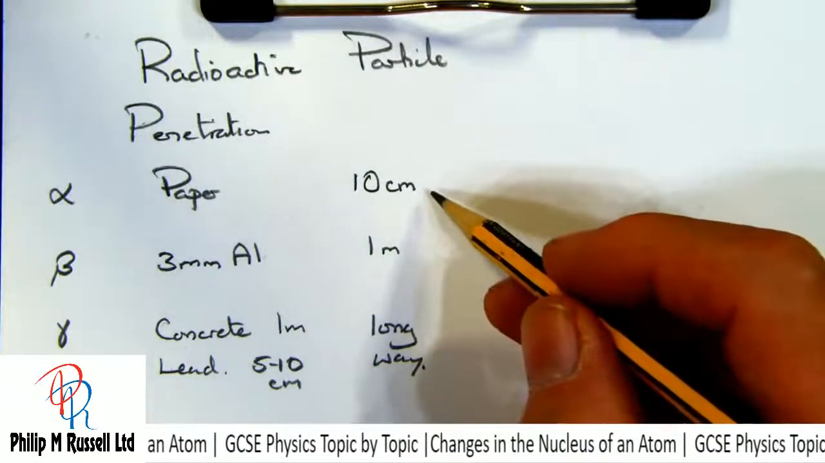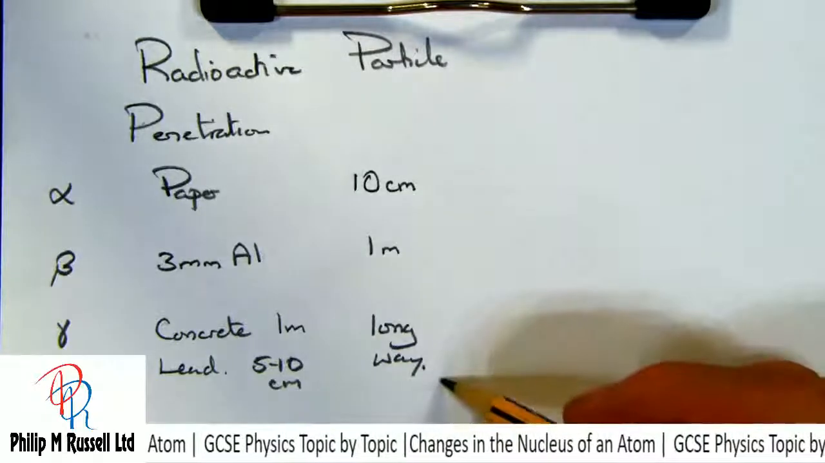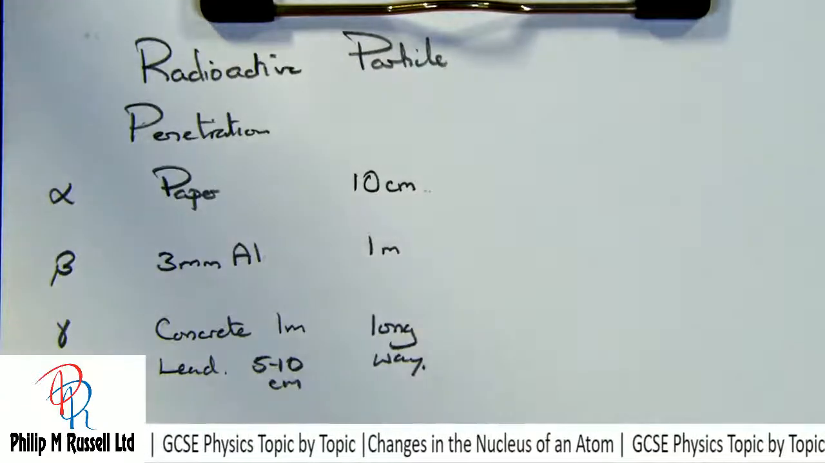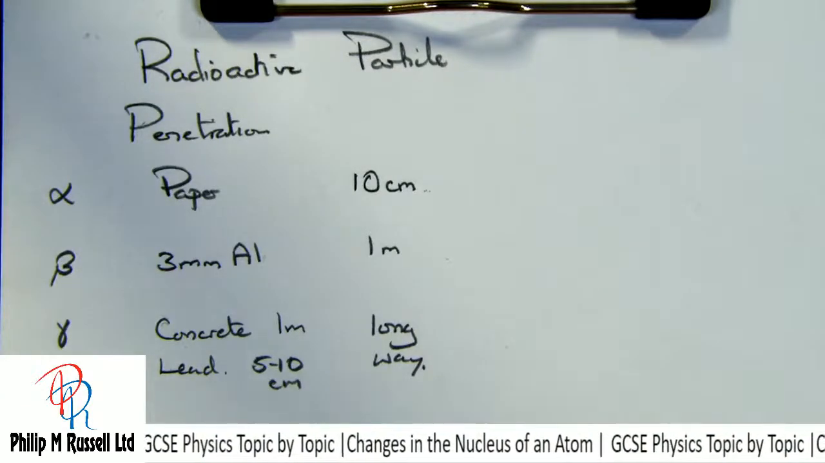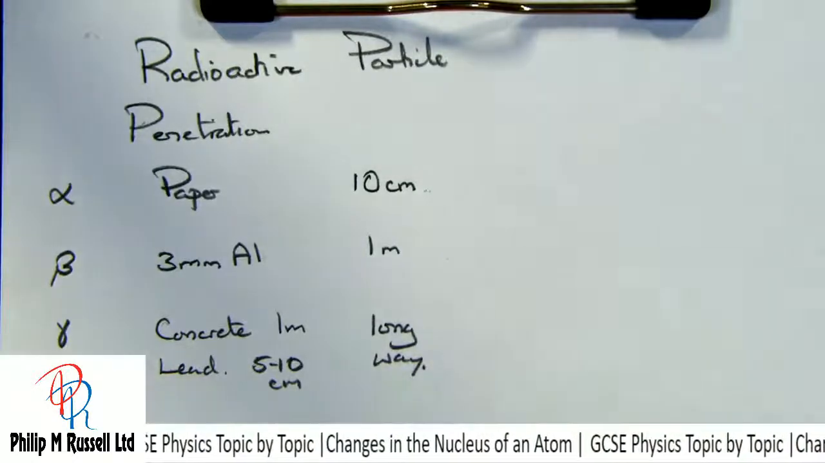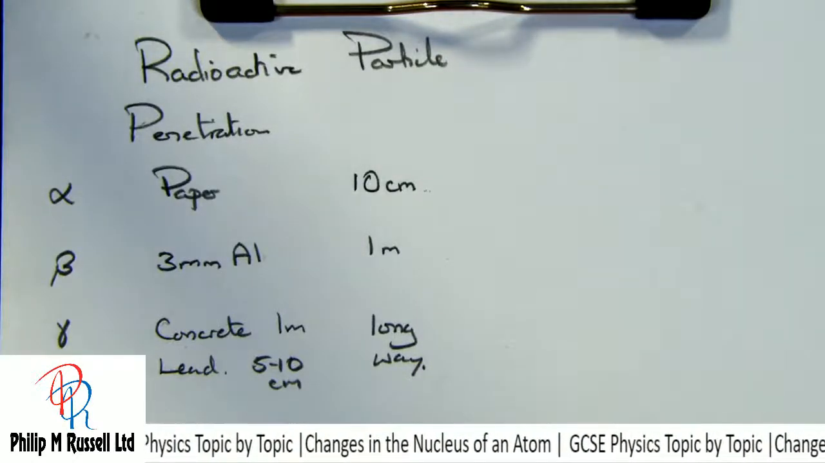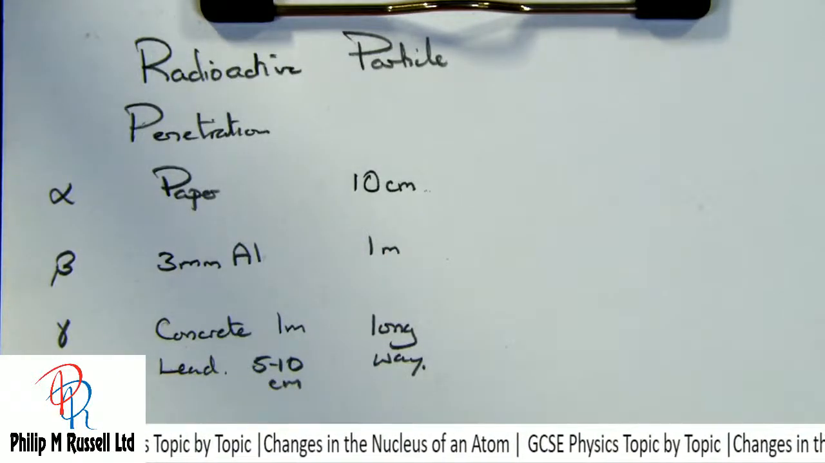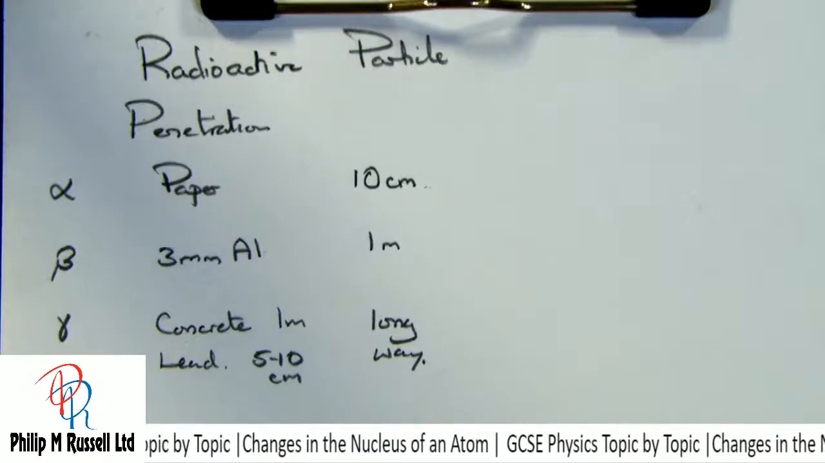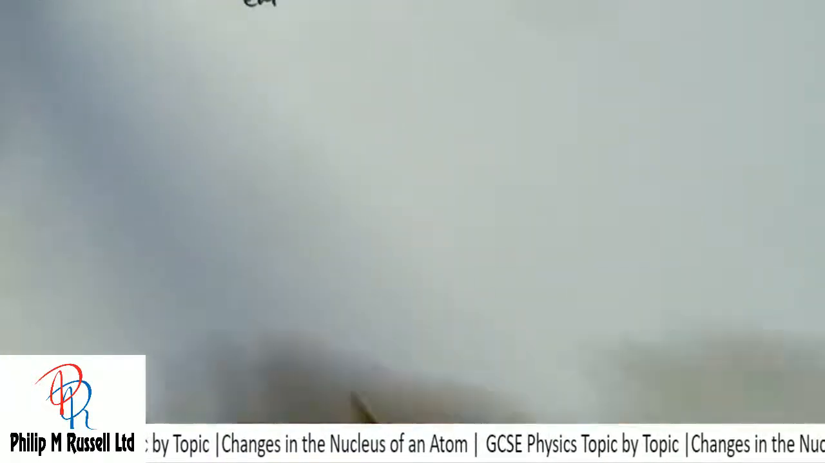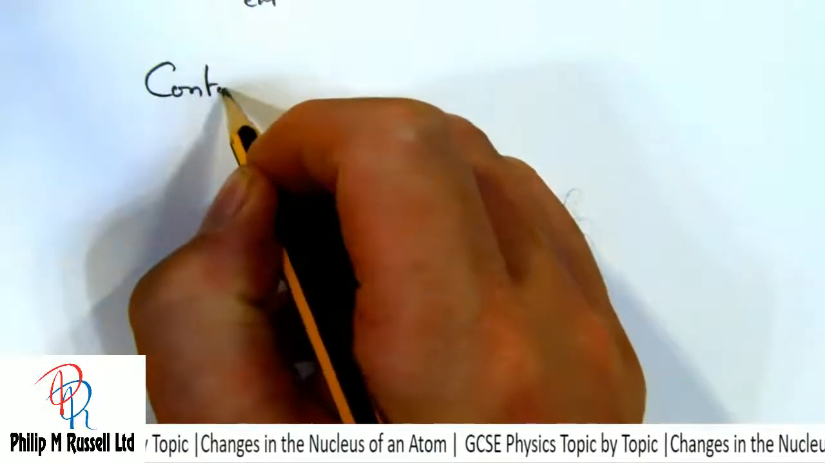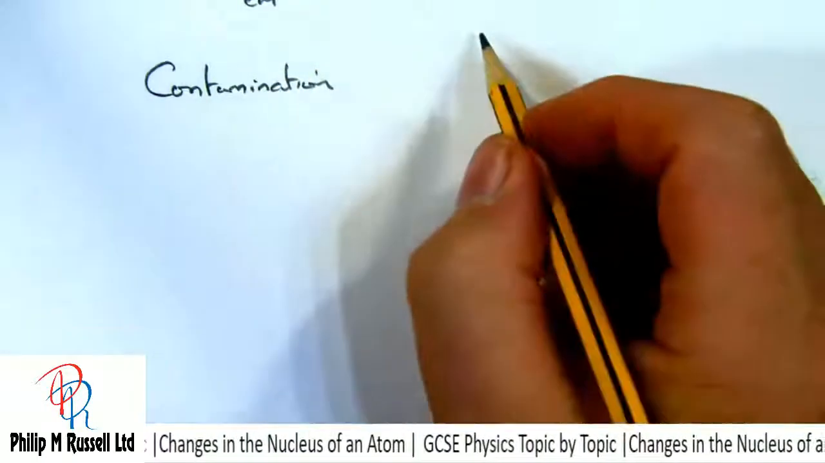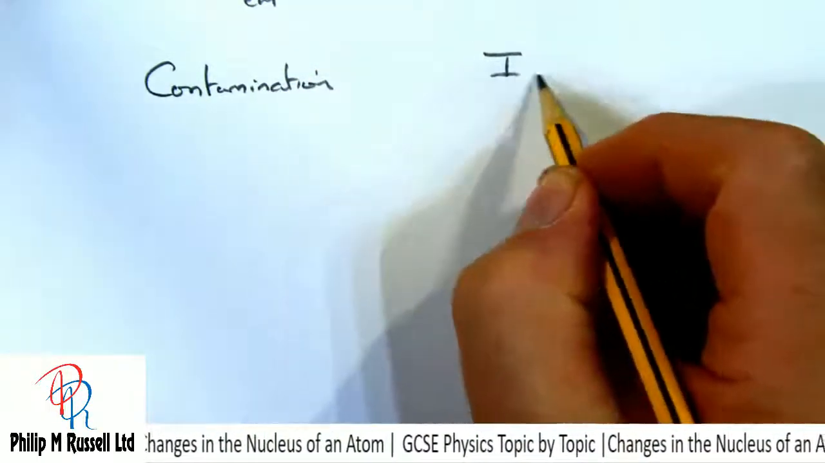The range in air here, people argue about these numbers. I would say here it's not going to be greater than 10 centimeters. And this one again is only about 1 meter. We have to think of this when we come to think about the radioactivity dangers. There are two basic dangers we look at. They are contamination and irradiation.